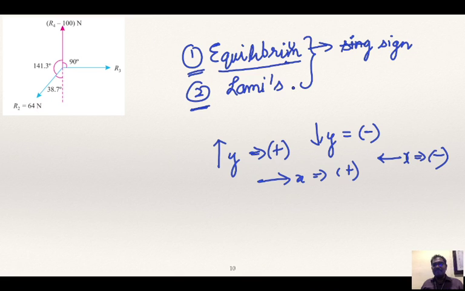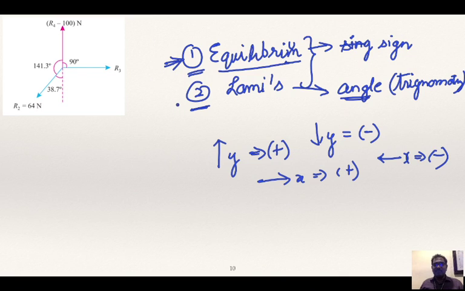When you're going with Lami's theorem, you have to look at the angles very properly, which means you have to refresh your basic trigonometry. There's no other way. If you're not feeling comfortable enough with Lami's theorem, you can always stick with the equilibrium condition.